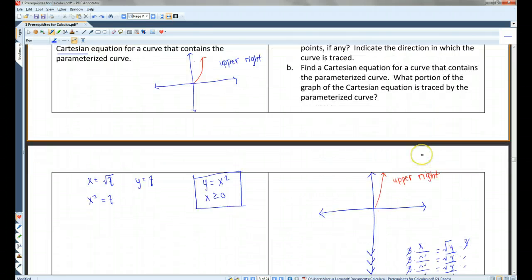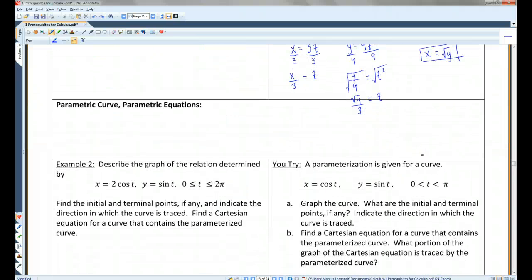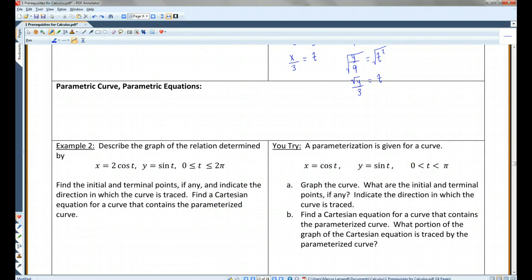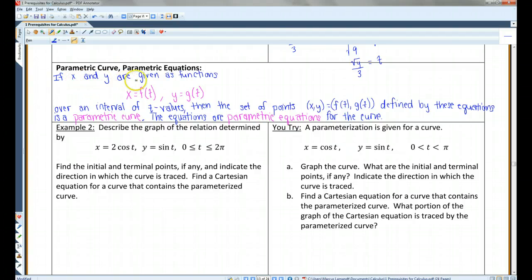Okay. Parametric curve, parametric equation. If x and y are given as functions, x equals f of t, y equals g of t, so basically x and y are in terms of t, over an interval of t values, then the set of points x, y equals f of t, g of t defined by these equations is a parametric curve. The equations are parametric equations for the curve. Okay?